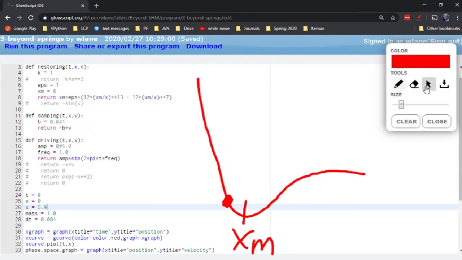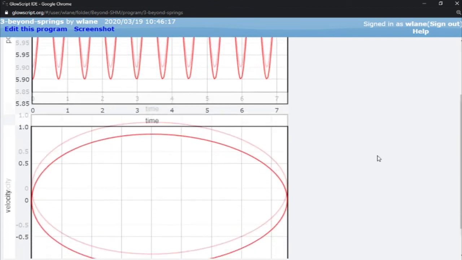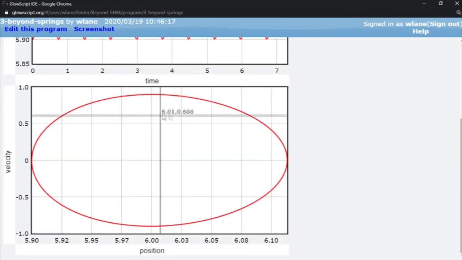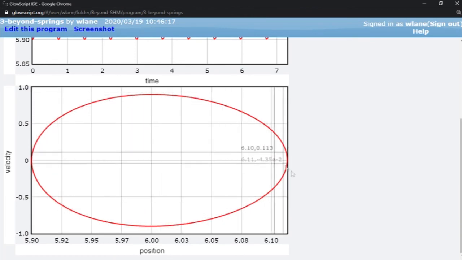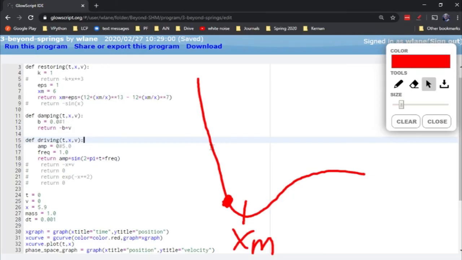All right, let's press Control-2 to run. And you notice because I'm near that minimum, my oscillations are pretty symmetric. This thing is looking pretty good here, and it's oscillating about that equilibrium value 6, right? So 6 is our new equilibrium value. But the phase space plot looks pretty elliptic, right? It looks pretty close to what we got before. So in this case, for this small amplitude, the simple harmonic oscillator is actually a pretty decent approximation.